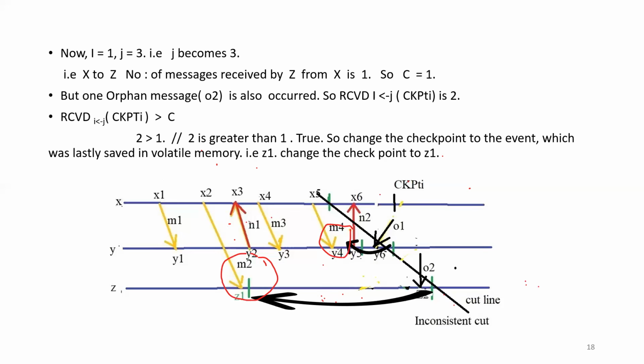Similarly, here also Z1 is the event. What's that event? Receiving event, Z1. And we have taken a checkpoint there. So change the checkpoint from Z2 to Z1. It will be consistent. Z1 is recorded in non-volatile also. We change checkpoint from Z2 to Z1, then it will be consistent one. Here we are moving the checkpoints to consistent place, so that if you take the cut, it will be a consistent cut. Okay.